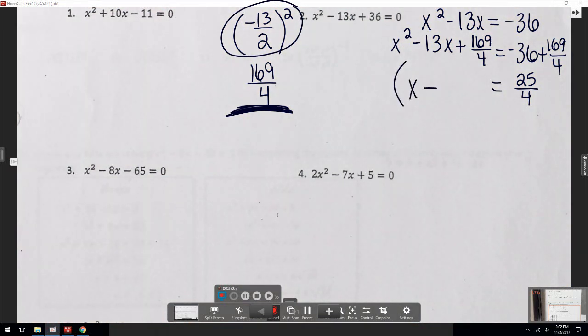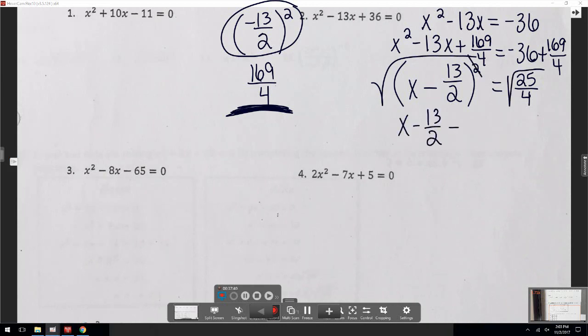X minus 13 over 2 squared. All right, now what's next? Square root it. It does not equal 5 halves. What does it equal? Plus and minus. Plus and minus 5.